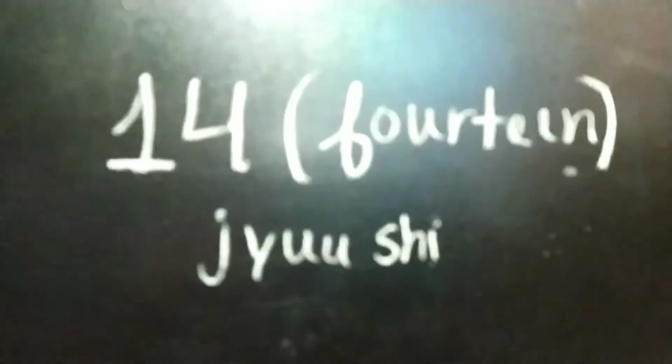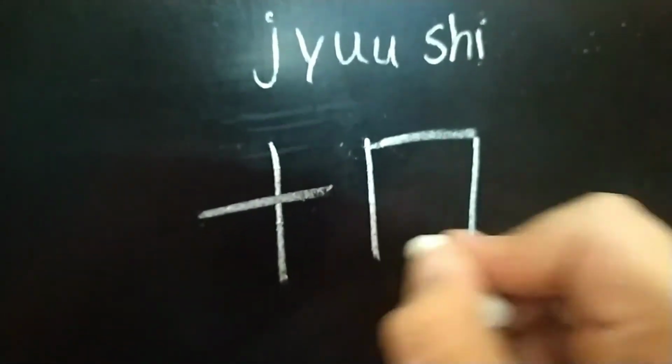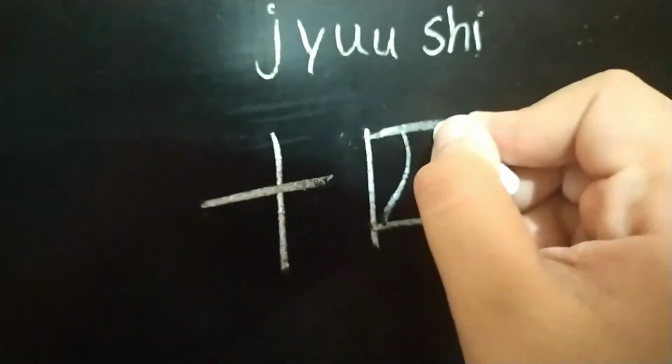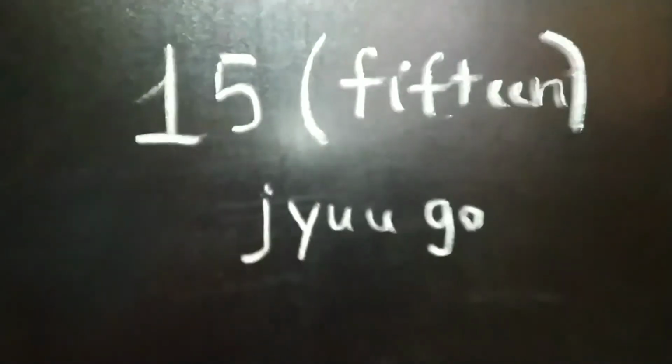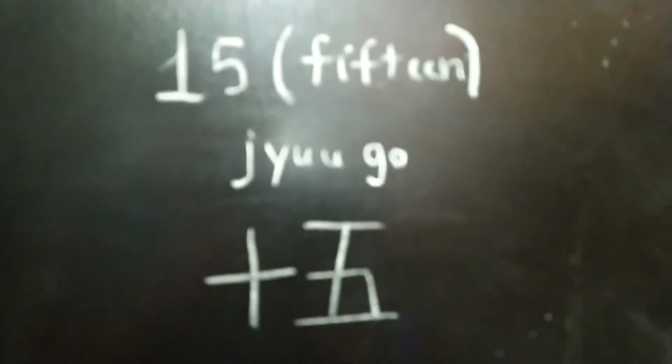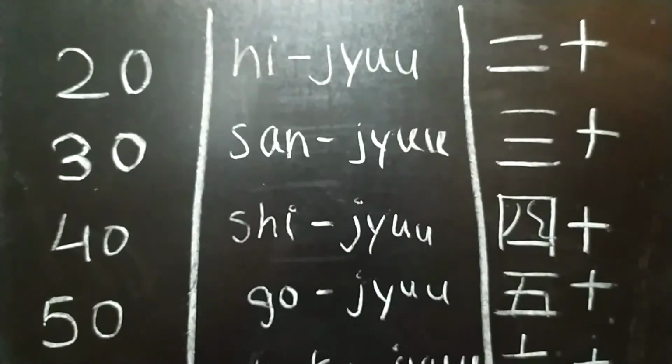And next we move to 14. Jushi. And next we move to 15. Jugo. Ju means 10, and go means 5. Ju, go. Okay, so next are 20, 30, 40, 50.